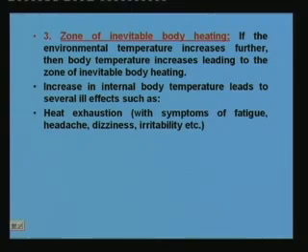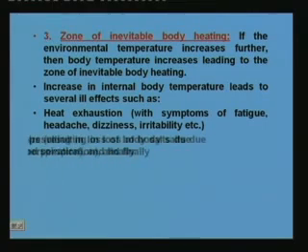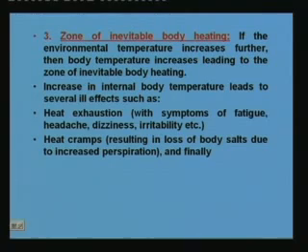The first ill effect is what is known as heat exhaustion. The symptoms of this heat exhaustion are fatigue, headache, dizziness, irritability, etc. Of course, heat exhaustion is not dangerous or lethal, because a person can recover from this if he takes rest in a shadow or in a shade. The second problem is heat cramps.